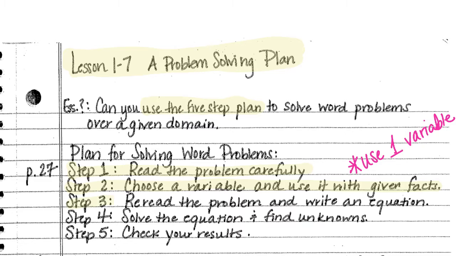Step 3, reread the problem and write an equation. Remember, an equation has an equal sign in it. Step 4, solve the equation. And step 5, check your results. This is a very important step to check and check and check again. One we forget a lot.